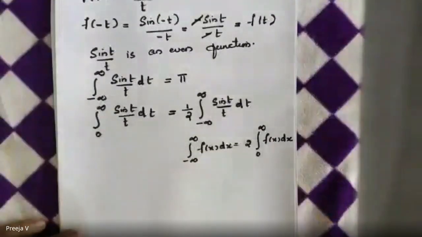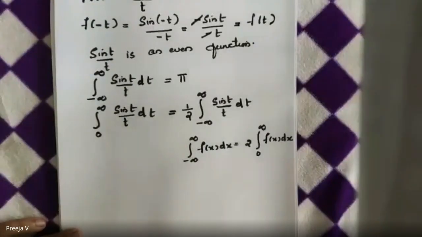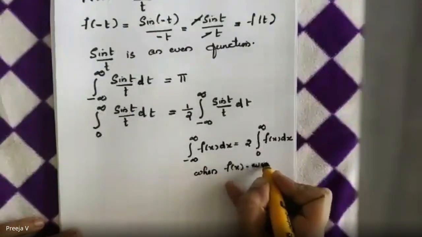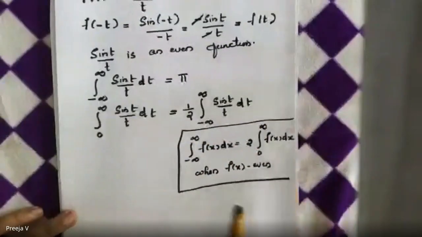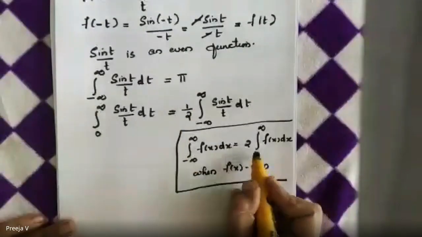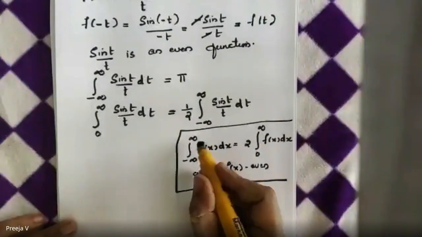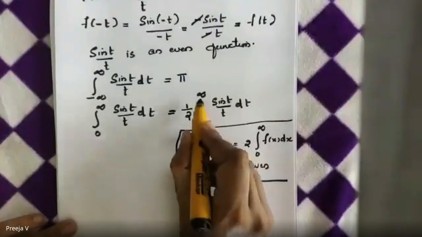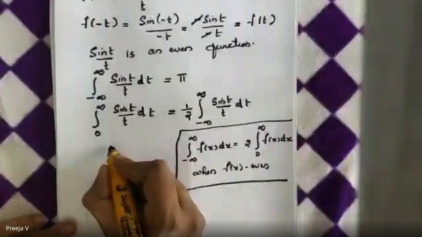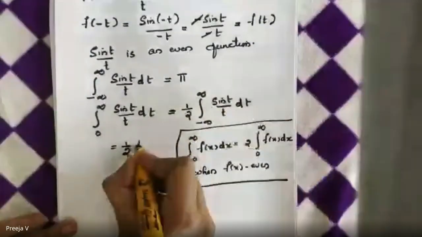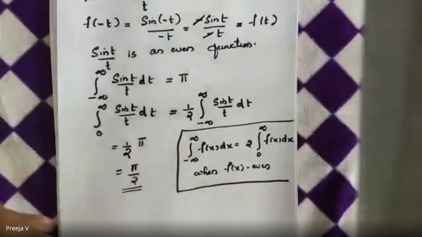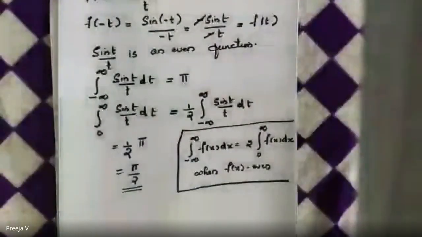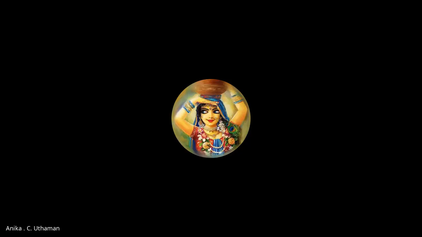Okay, the integral from minus infinity to infinity of f of x dx is 2 times the integral from 0 to infinity of f of x dx, when f of x is an even function. This is the property of integrals. So on the left side, the integral from 0 to infinity becomes 1/2 into the integral from minus infinity to infinity. That is why I wrote the integral from 0 to infinity of sin t by t dt is 1/2 into the integral from minus infinity to infinity of sin t by t dt. That is 1/2 into the value of this integral, which is pi. So the answer is pi/2. Pi/2 is our second option.